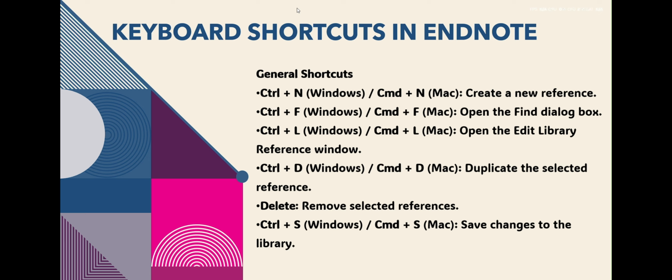So now let's learn some of the keyboard shortcuts in EndNote to make your work easier and faster while you're inserting citations. Some of the general shortcuts that are frequently used are: first one is press Ctrl plus N if you're using Windows, or Command plus N if you're using a MacBook. By pressing these buttons, it will create a new reference.